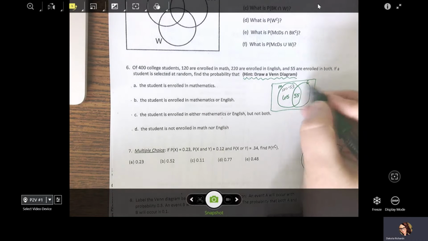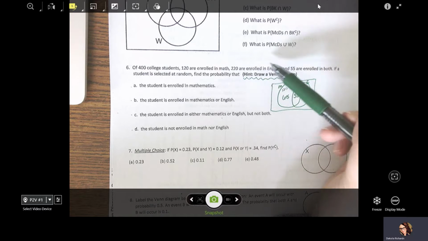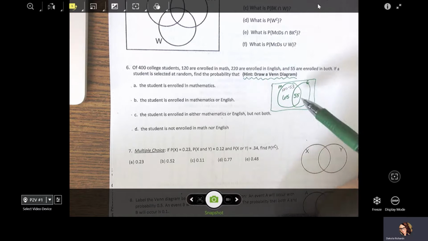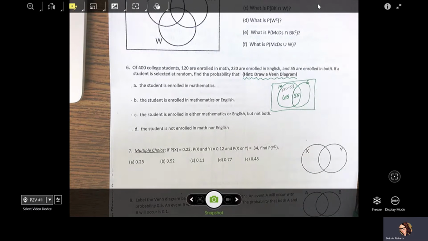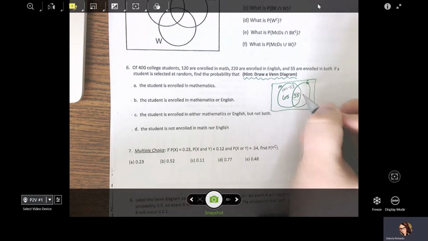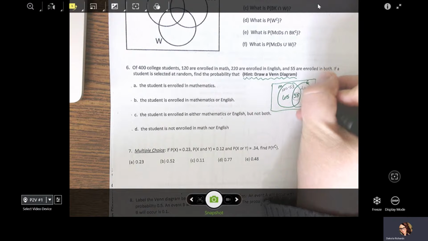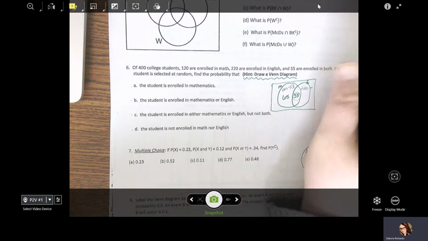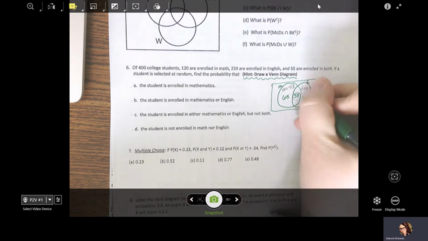Okay, and then English, it says 220 students are enrolled in English. So to figure out what goes in this moon-shaped piece, you are going to subtract. We've already accounted for 55 of those 220. So you're going to take 220 minus the 55. You should get 165 for this section.